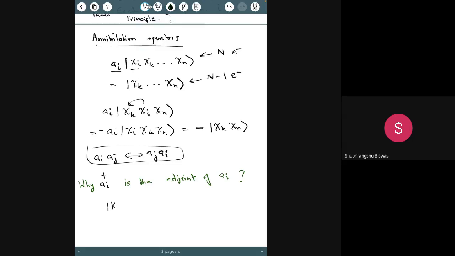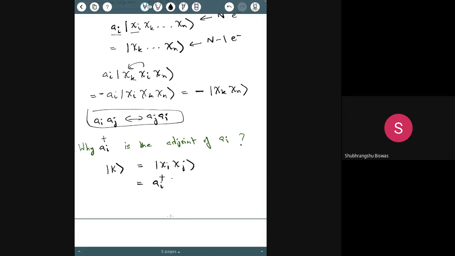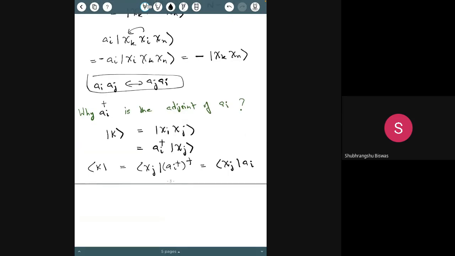So to see this, let's do an example. I have a determinant of 2 spin orbitals, chi_i, chi_j, and this you can then write as A_i dagger chi_j if you like, right? And if I take an adjoint of the ket, so from ket K I go to bra K, I will get bra chi_j A_i dagger, which is equal to bra chi_j A_i. So A_i is an adjoint of A_i dagger by construction here. That is how I've defined it. But whether A_i is a destruction operator or not remains to be seen.